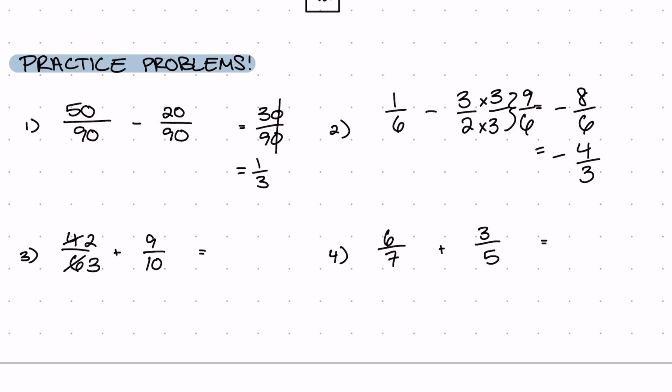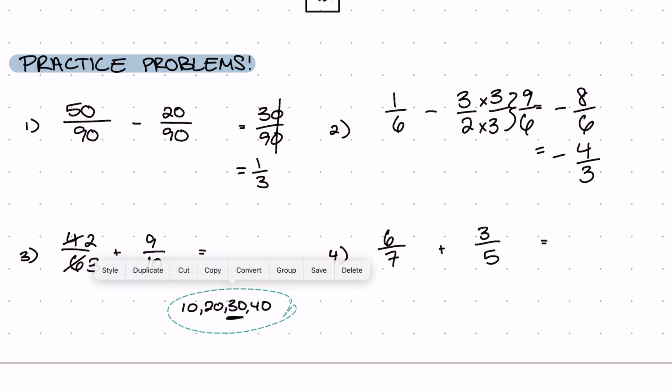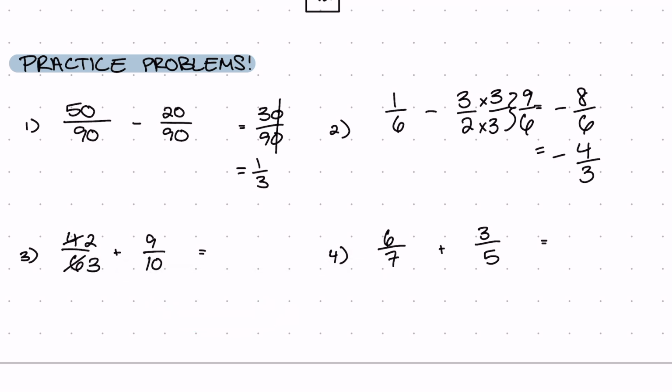So when I think of the multiples of 10, I have 10, 20, 30, 40. And right away, I notice that 30 is a multiple of 3. It's 3 times 10. So what I can do is multiply the numerator and the denominator by 10 to give us 30, and multiply the numerator and denominator by 3 to give us 30. So notice how we have 30 in both denominators now.